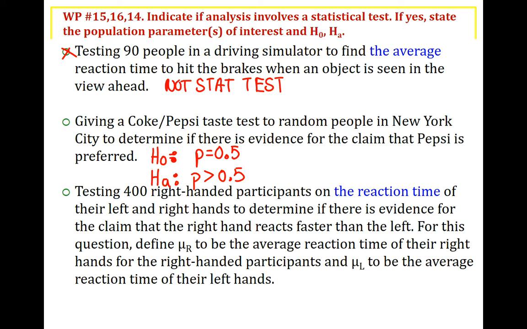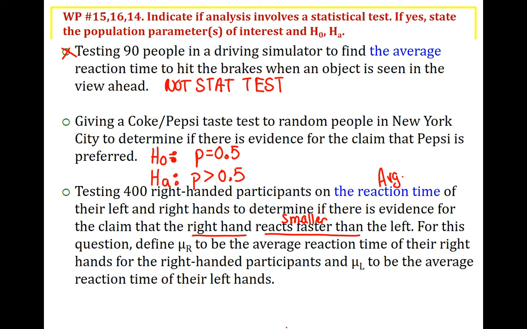In the last one, testing 400 right-handed participants on the reaction time. That's going to be an average number, right? The average reaction time for their left hand and their right hand to determine if there is evidence for the claim that the right hand reacts faster. So that number is going to be smaller. A faster reaction is a lesser number. For this question, define U of R, that's the average of the right hand, and U of L to be the average of their left hand.